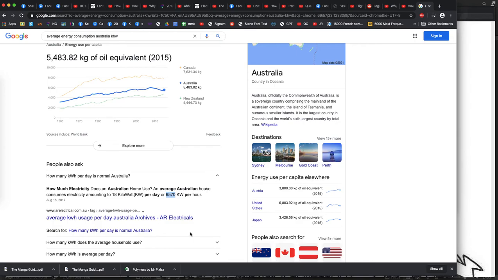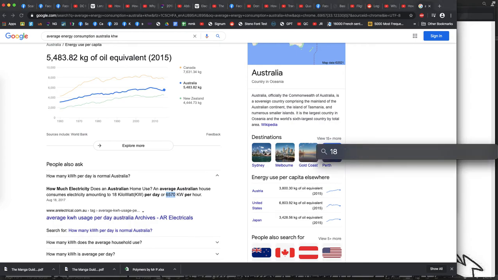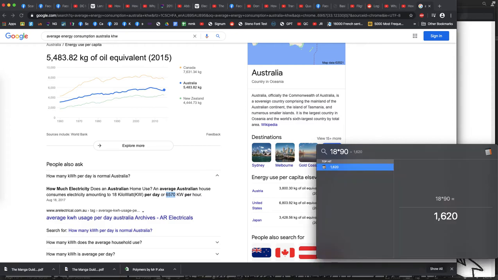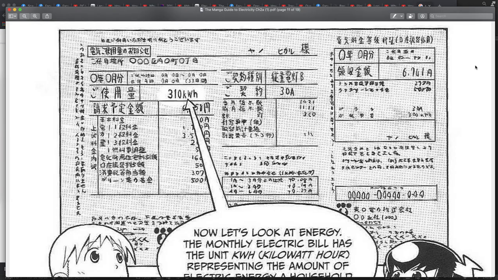So if we're saying that this is probably a quarterly bill, so it's going to be 90 days, 18 times 90. So Australians use about 16,000 kilowatts. I said 16,000. It's actually 1,600 kilowatts. And that is more than 5 times what this Japanese guy does.